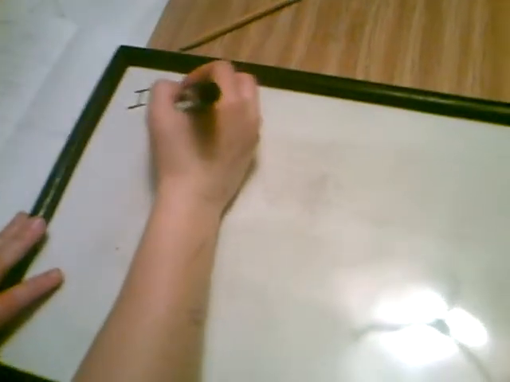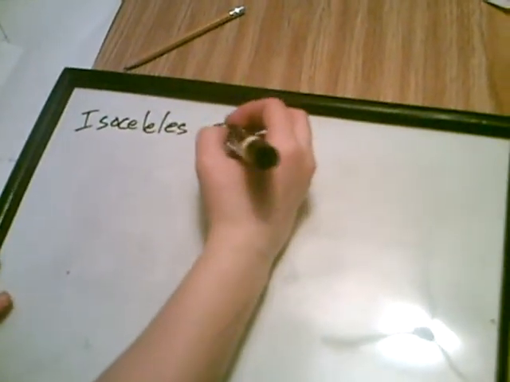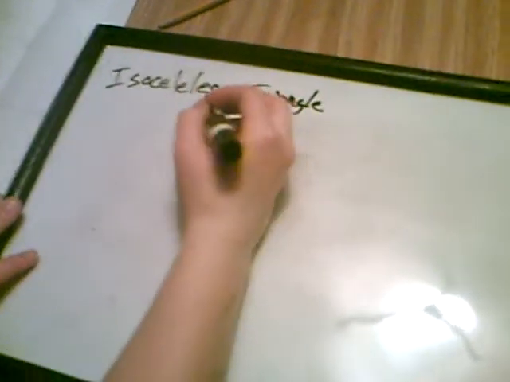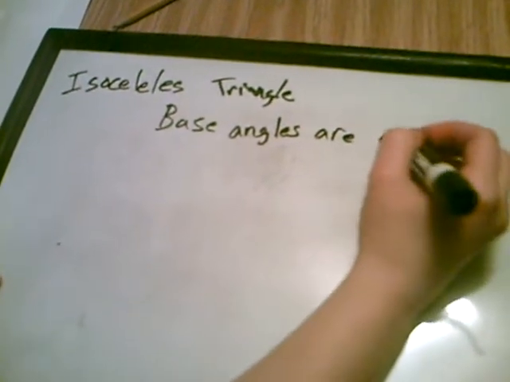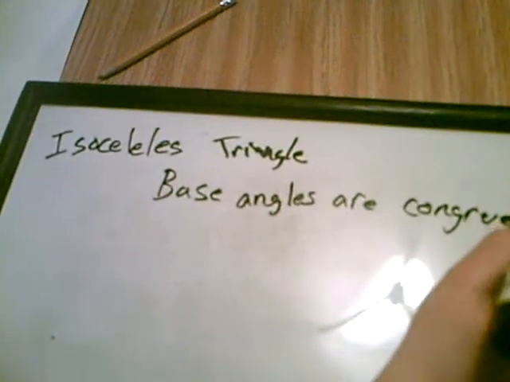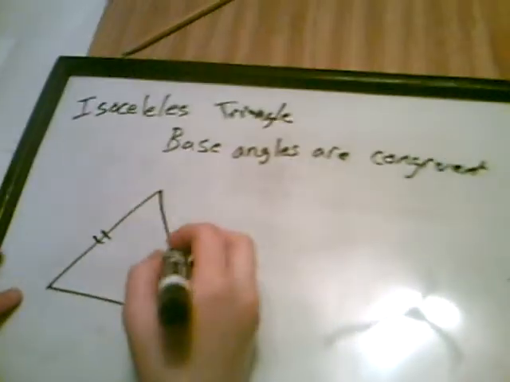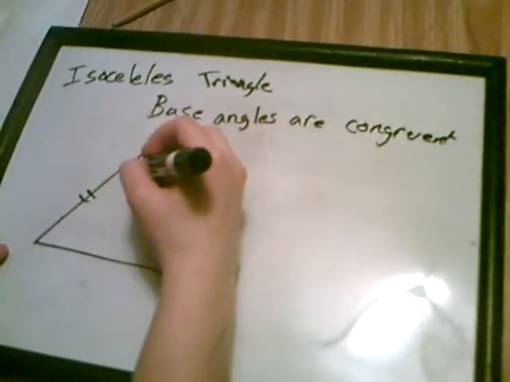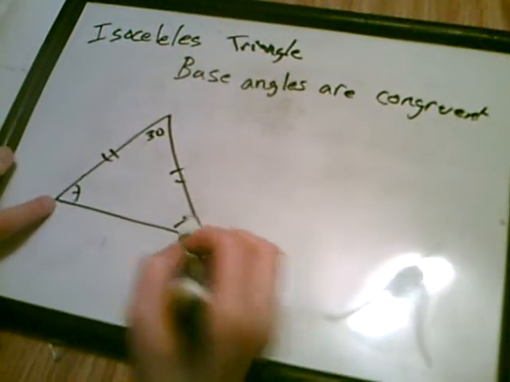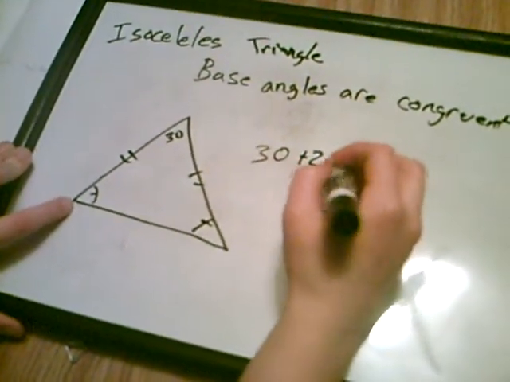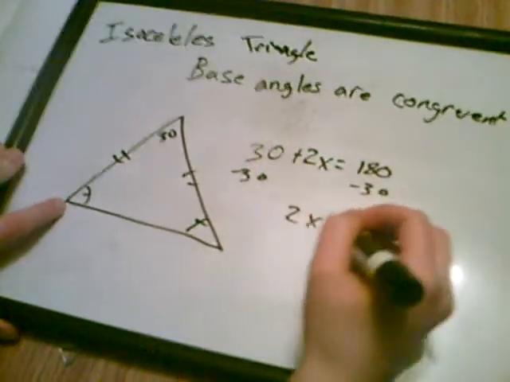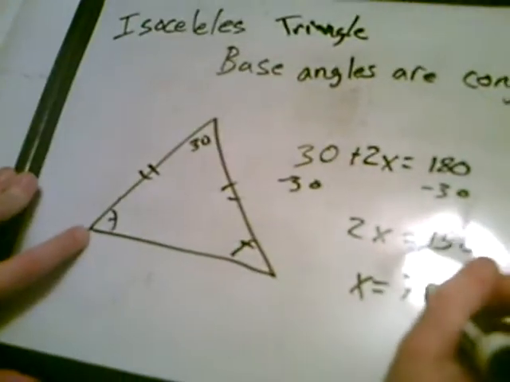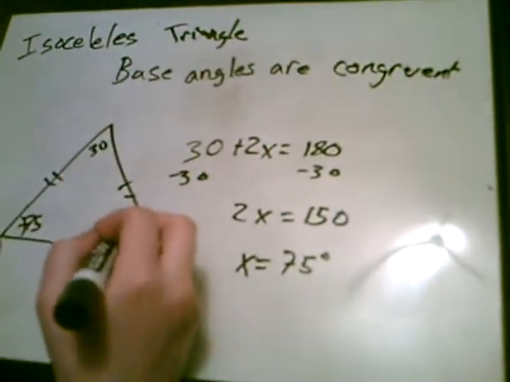And now, we're going to have a conjecture about isosceles triangles. The isosceles triangle conjecture, which states that the base angles are congruent. So anytime you have a triangle and you know that this is congruent to this, say you know that this is 30 degrees right here, you know that these two are both going to be equal. So we're going to know that 30 plus 2x equals 180. Subtract 30, you know 2x equals 150. X equals 75 degrees. So now both of these are 75 degrees.